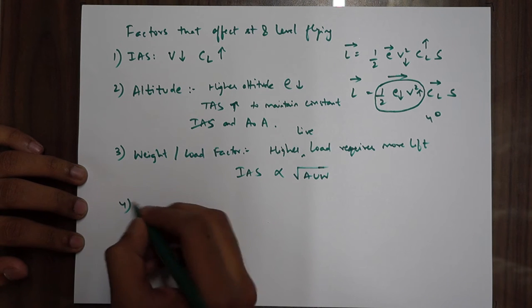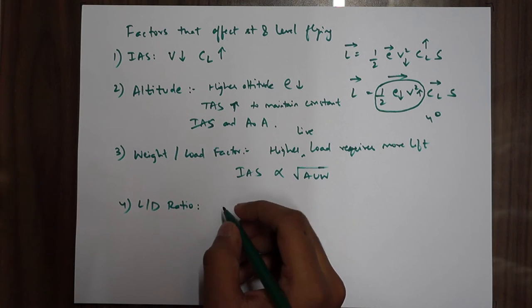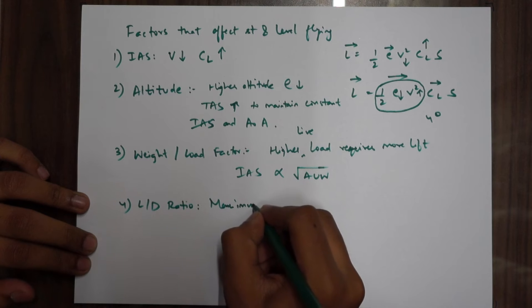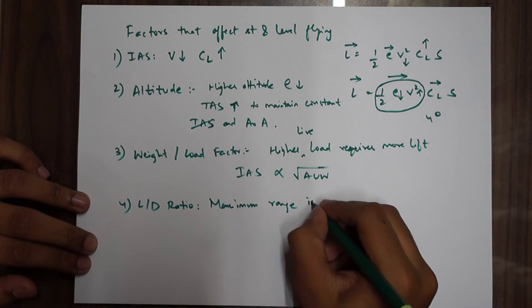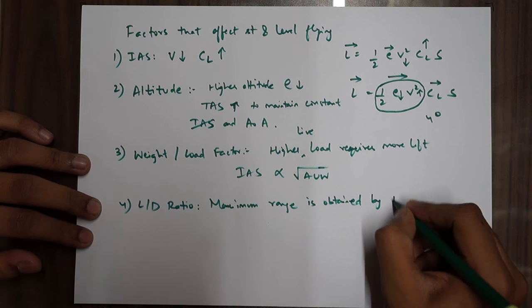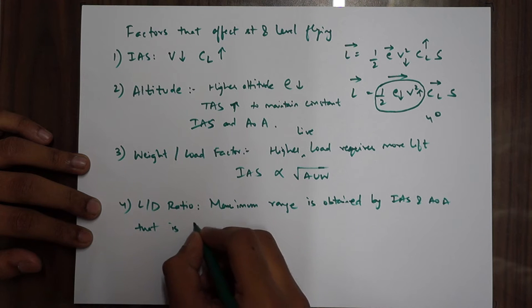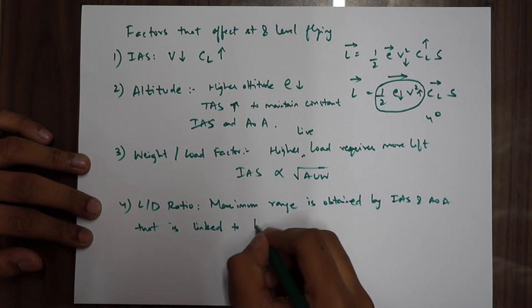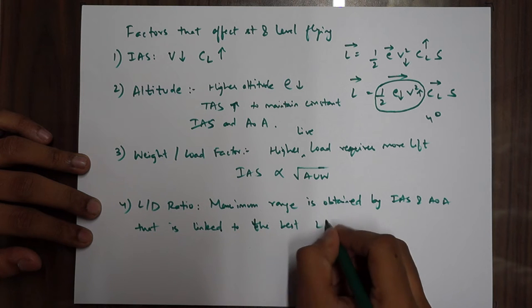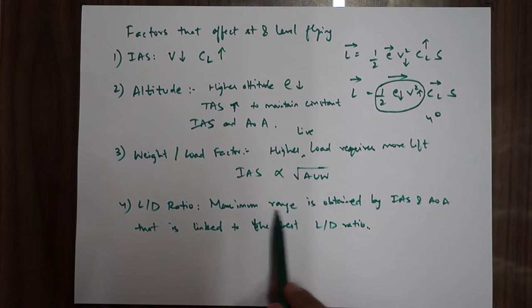Fourth one is the L by D ratio. Maximum range is obtained by the IAS and angle of attack that is linked to the best L by D ratio. If you have the best L by D ratio, only then will you have the maximum range.